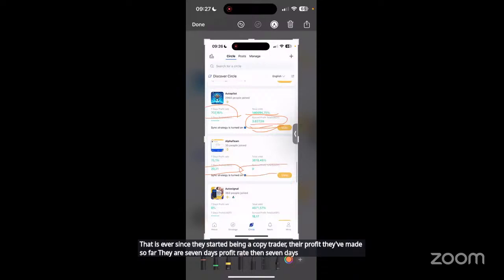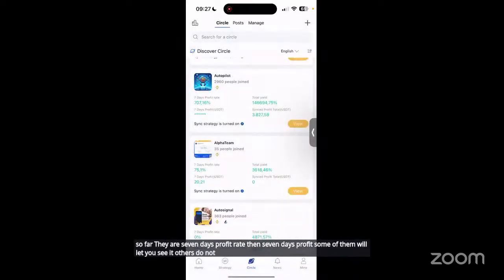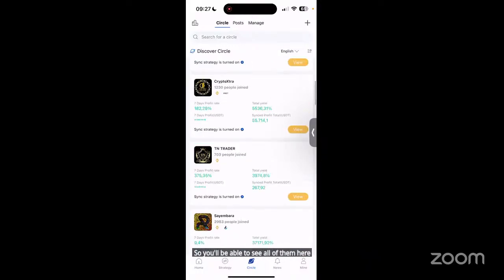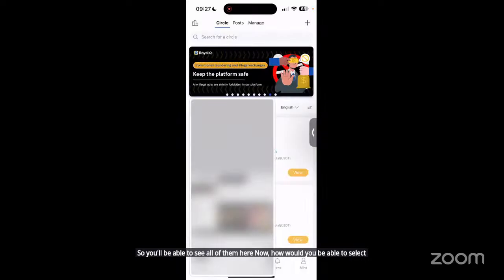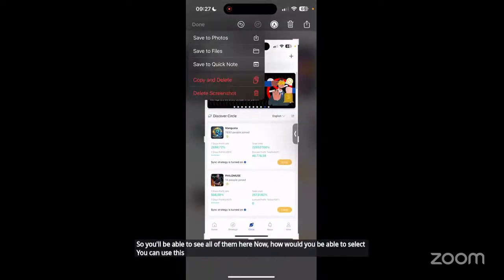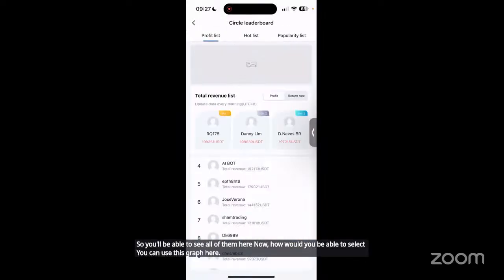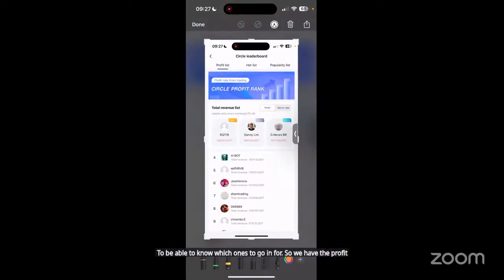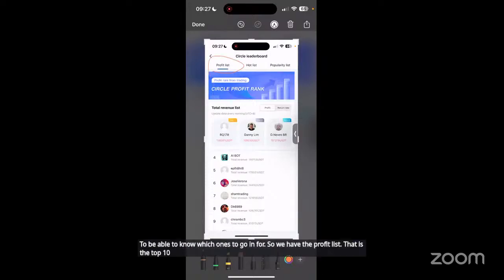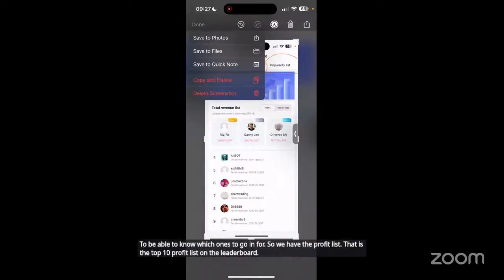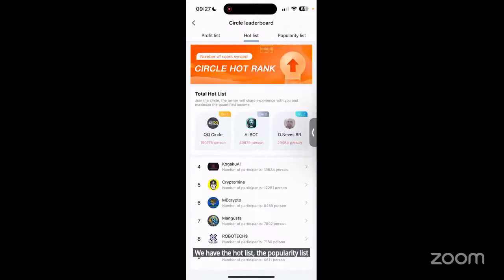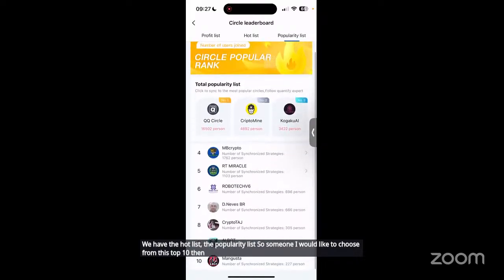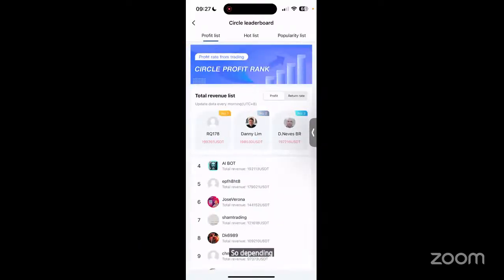Some of them will let you see it, others will not let you see it. Okay. So you'll be able to see all of them here. Now, how would you be able to select? You can use this graph here to be able to know which ones to go in for. So we have the profit list, that is the top 10 profit list on the leaderboard. We have the hot list, the popularity list. So someone would like to choose from this top 10, okay? Then the popularity list as well. So depending on what you want, okay, you go for it.